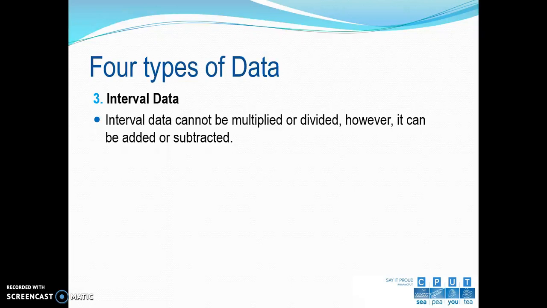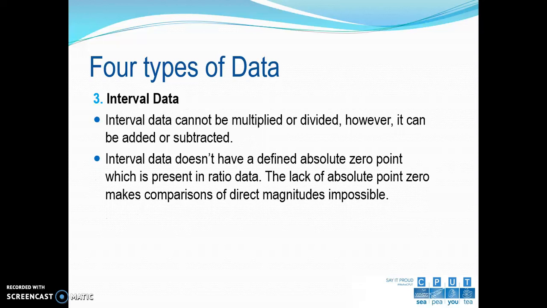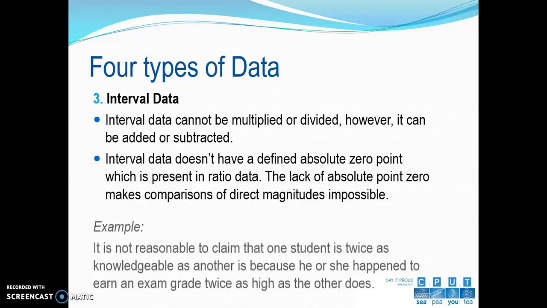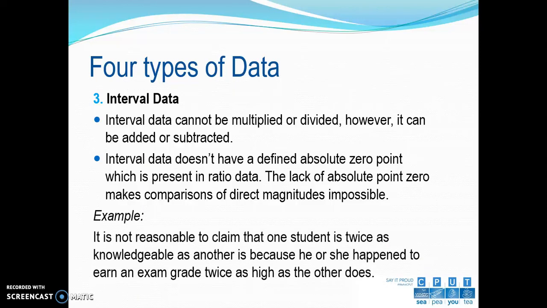Thirdly, we have interval data. Interval data cannot be multiplied or divided. However, it can be added or subtracted. Interval data doesn't have a defined absolute 0 point, which is present in ratio data. The lack of an absolute 0 makes comparisons of direct magnitude impossible. An example: it is not reasonable to claim that one student is twice as knowledgeable as another because he or she happened to earn an exam grade twice as high as the other did.